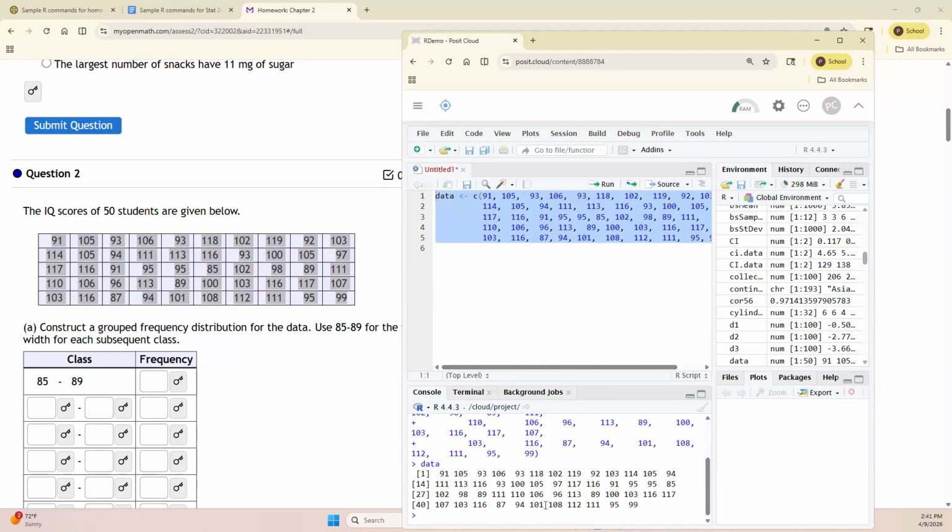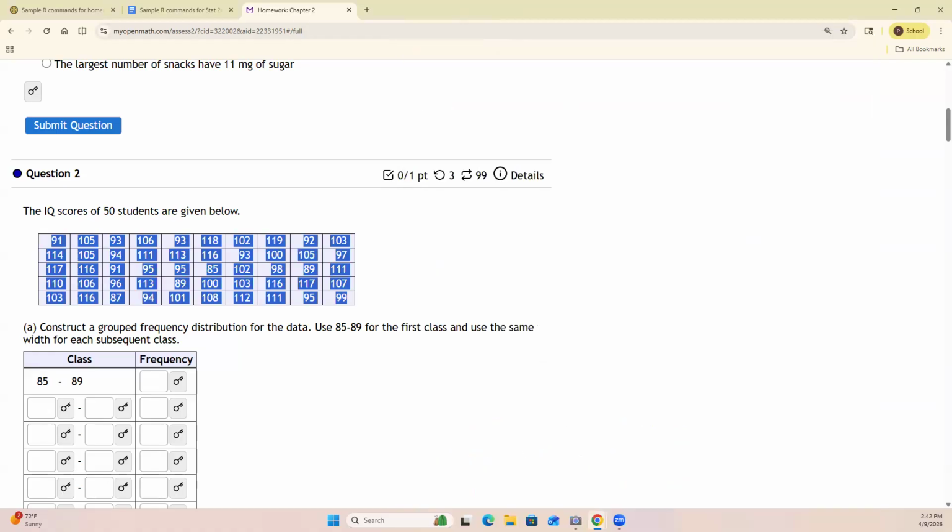Okay. So that might be your first step: let's get our raw data into a system where it's going to be easier to look at it more quickly. So hop back over to the notes real quick, and then we'll come back to R.